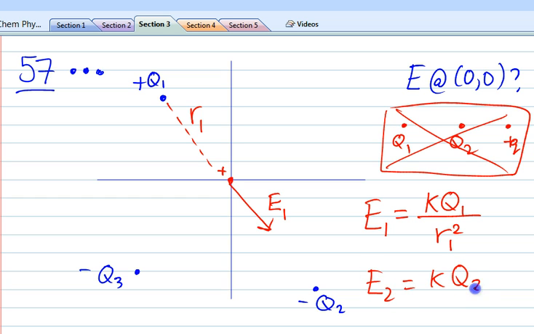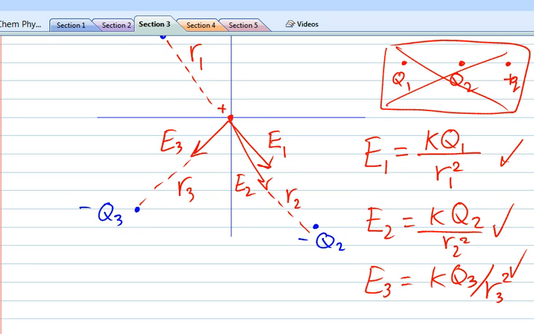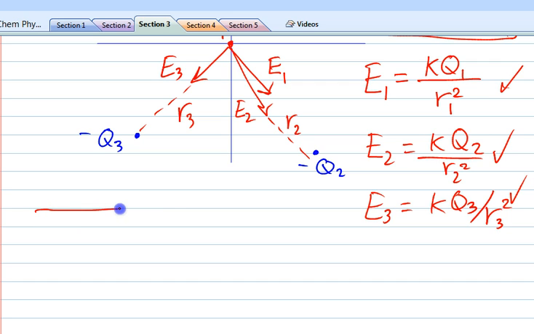Okay, E2. Same thing, K Q2 over R2 squared, and it'll point towards Q2. Pretend like I'm pointing at it. And this would be R2 and E2. And finally, E3 would be going towards that negative charge, so that would be R3. And we calculate E3 as K Q3 over R3 squared. Once you have all of these, it's time to set up a table. So here's your table.